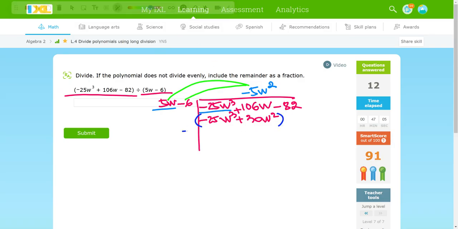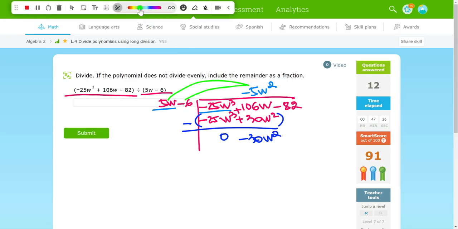Okay. So subtract. So the w cubed part, subtract, it comes out 0. So you don't have the w square, which means 0w square. Okay? So then you subtract by 30w square, becomes subtract 30w square. Okay? So now I move down 106w down here. Okay. So I divide again.